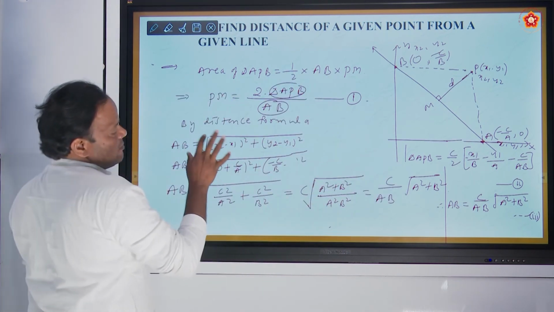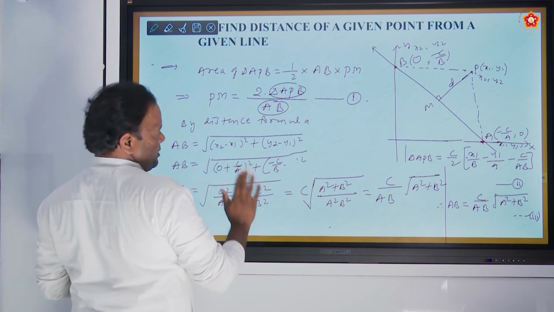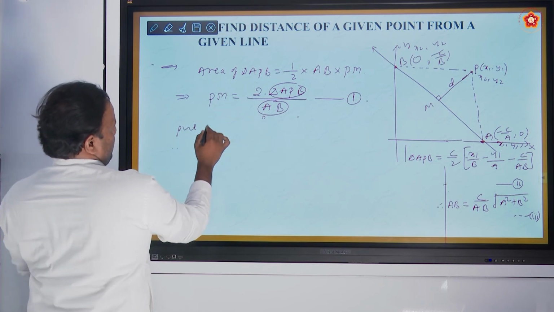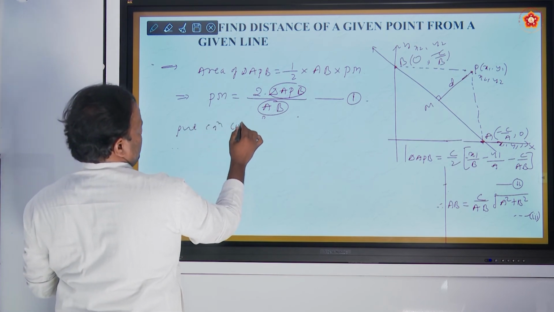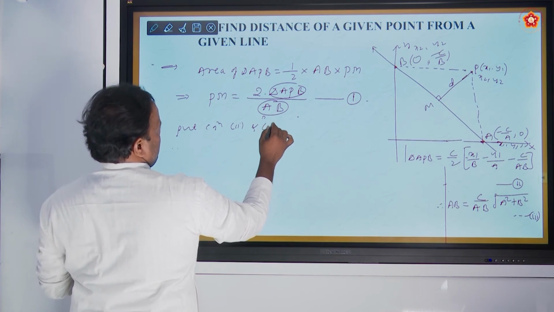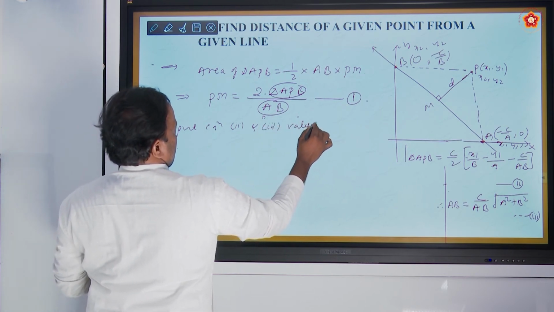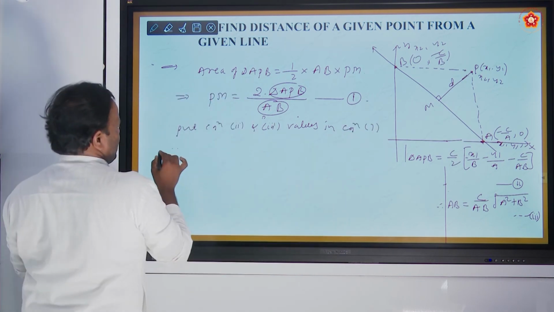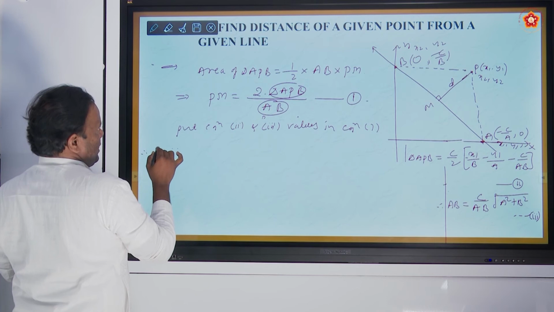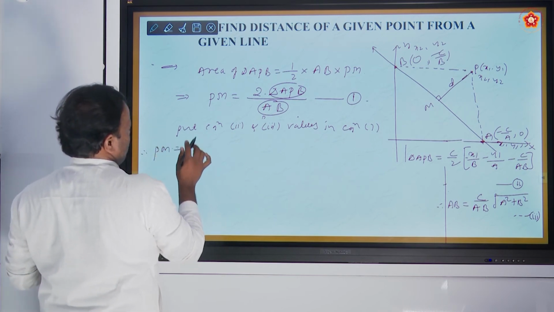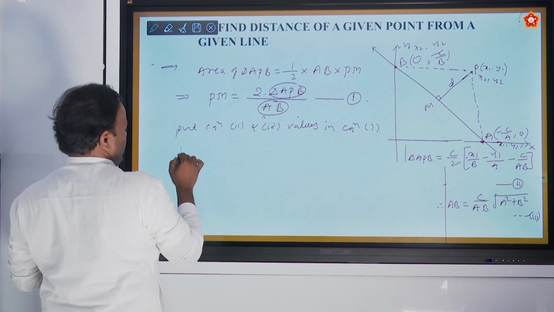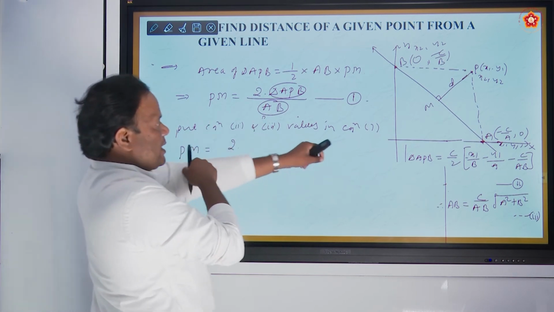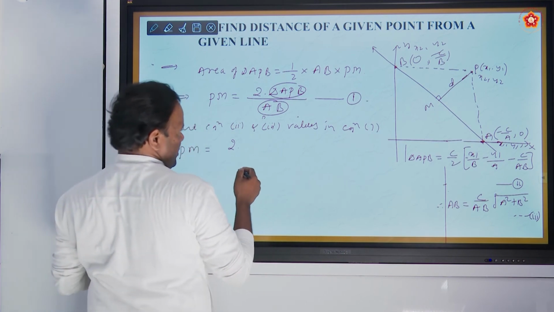We get this. Pause the video and take the notes. Okay, take this solution. Now put the equation second and third values in equation number 1, that is the length of perpendicular. Therefore, PM is equal to 2 into area of triangle APB, which is nothing but C by 2.